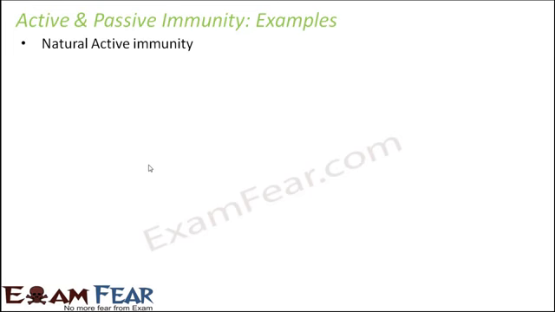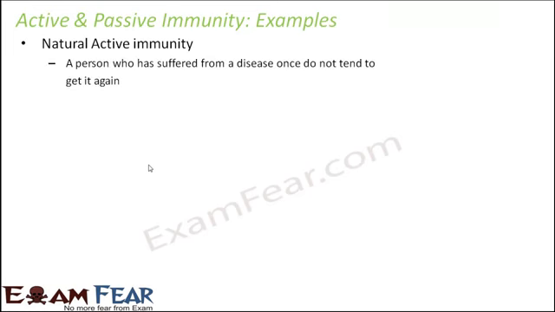So for natural active immunity, an example would be that a person who has suffered from a disease once does not tend to get it again. Now you would have observed this. For example, it has been observed that a person who has already suffered from hepatitis A virus does not generally tend to suffer from hepatitis A once again. Why? That's because when the virus attacked the first time, the antibodies could not be prepared quickly by the body. So the virus was successful in its attack.